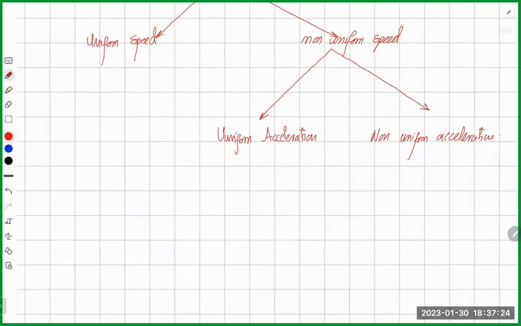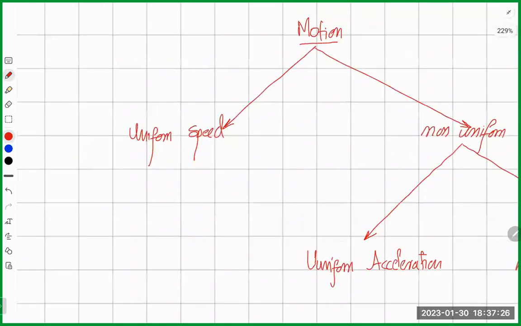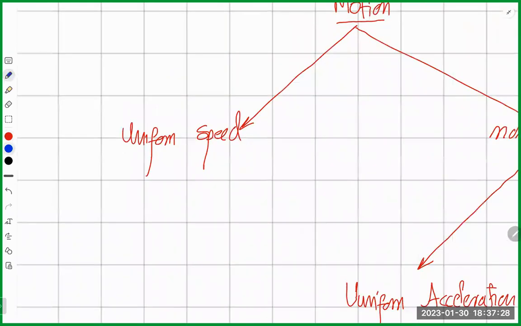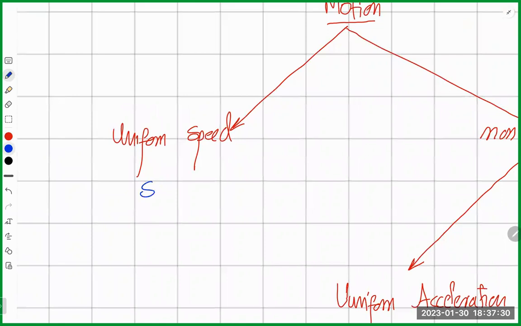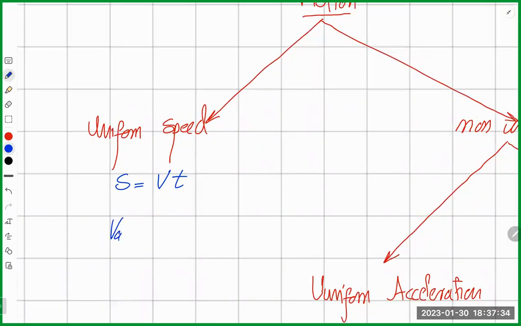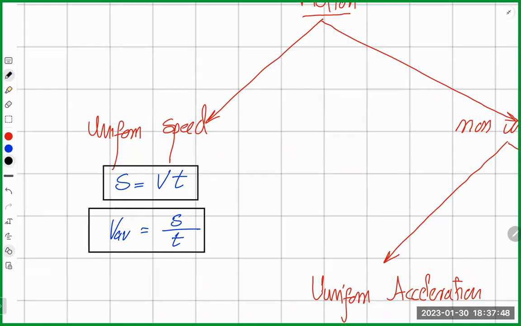Now, if an object is moving with uniform speed, it becomes very easy. You can find distance with speed multiplied by time, or you can find average speed with total distance divided by time. So these formulas become handy if an object is moving with uniform speed. These are the formulas that you can use in case of average velocity or constant velocity.